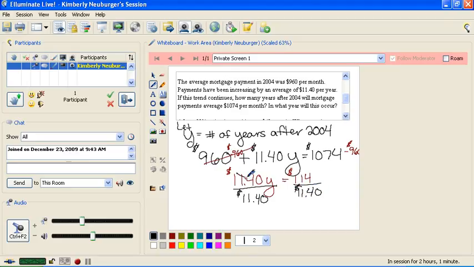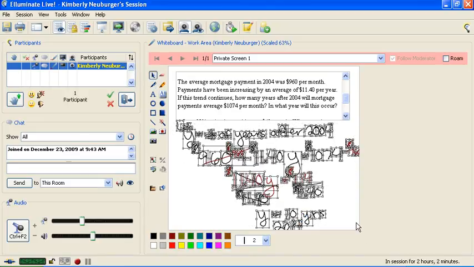And when you divide those two values, you end up with y being 10 years. So now we know the answer to the first question, which is how many years? But then it says, in what year will this occur? Well, 10 years after 2004 is going to be the year 2014. So that is when this will happen based on this situation. So that's another type of situation that you may have to deal with when you're dealing with problem solving.